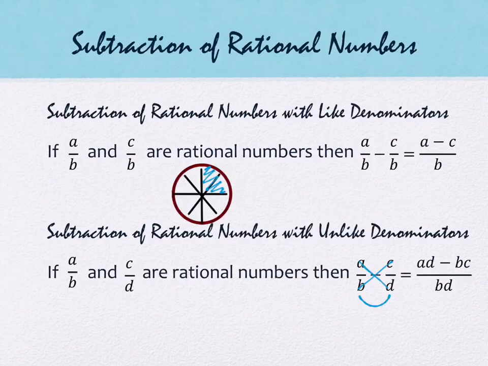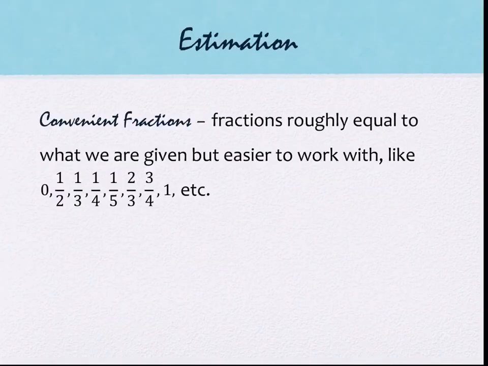Okay, we have just a couple more things in this section. A couple more slides, I should say. Estimation is what we have. Estimation is the idea that sometimes exact answers are not really necessary to get the idea of what's going on. Convenient fractions are fractions that are roughly equal to what we're given but easier to work with. These fractions would be examples of some convenient fractions: 0, not really in fractional form, but you know it's 0/1, 1/2, 1/3, 1/4, 1/5, 2/3, 3/4, the number 1, etc.